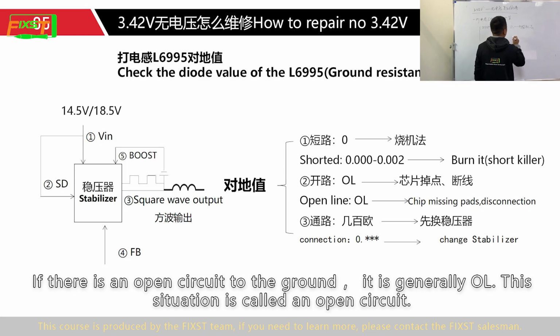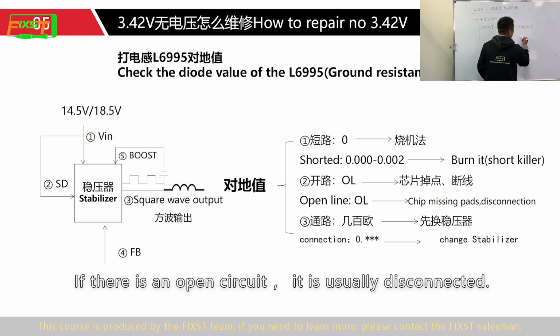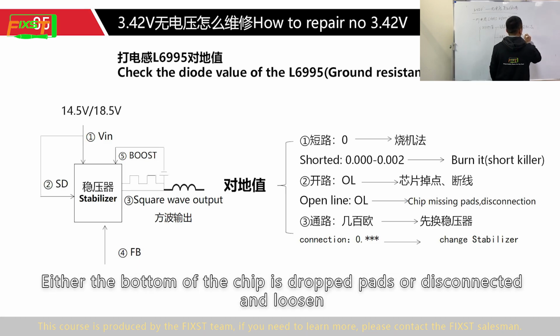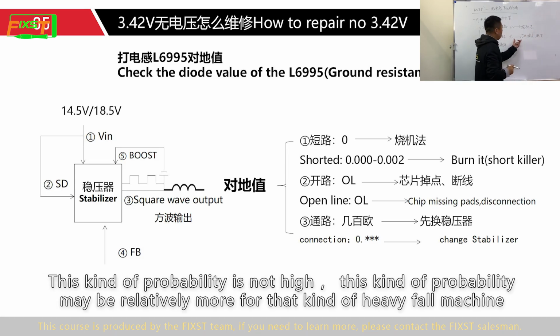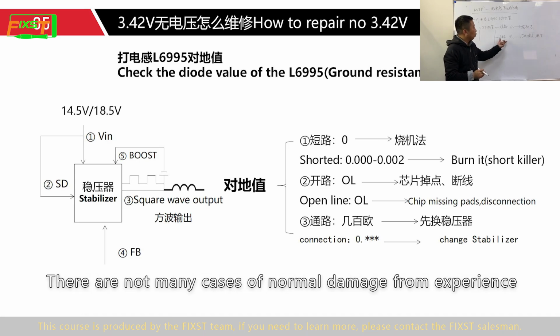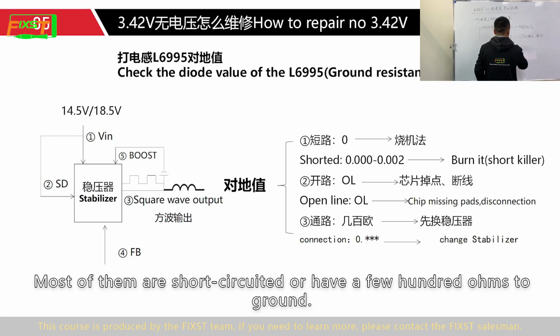If there is an open circuit to the ground, it is generally OL. This situation is called an open circuit. If there is an open circuit, it is usually disconnected. Either the bottom of the chip has dropped off, disconnected or loosened. To jumper or reball the chips, we need to use jumper wire. This cutoff probability is not high. It may be relatively more for heavy-duty machines. There are not many cases of normal damage from experience. Most of them are short circuit or have a few hundred ohms to ground.